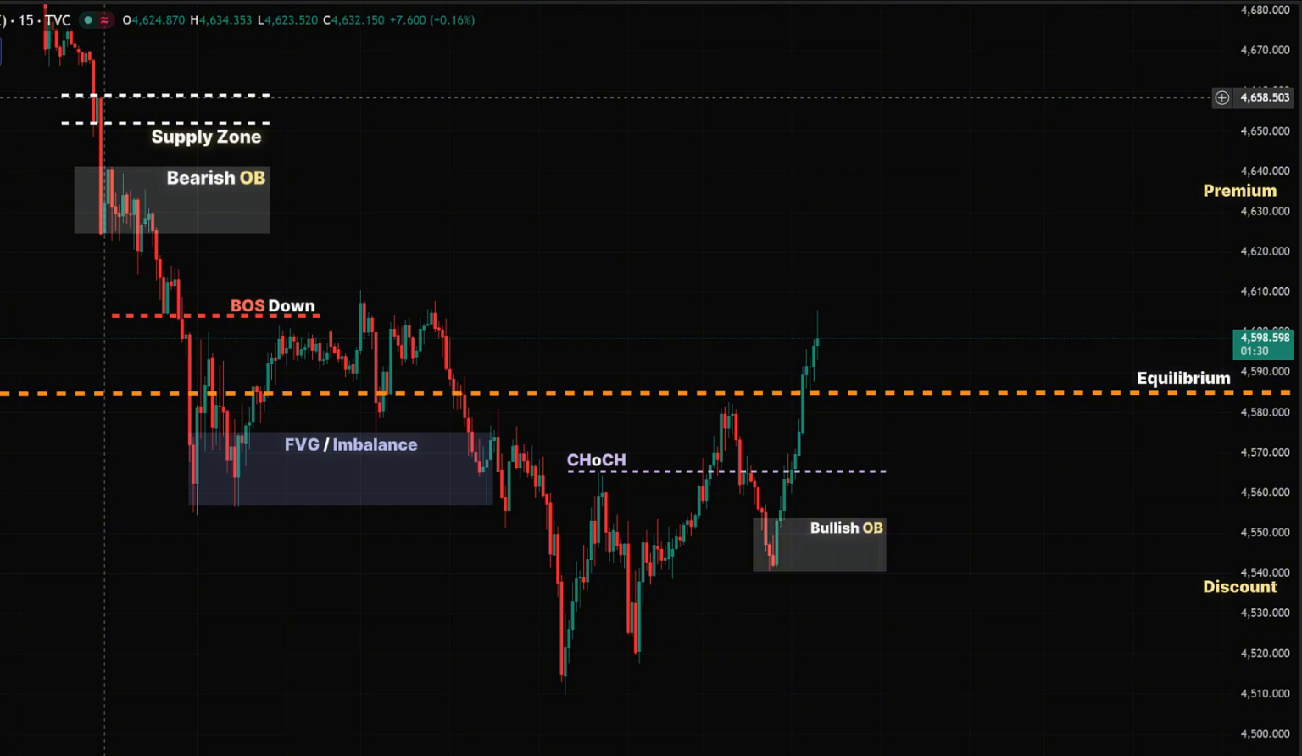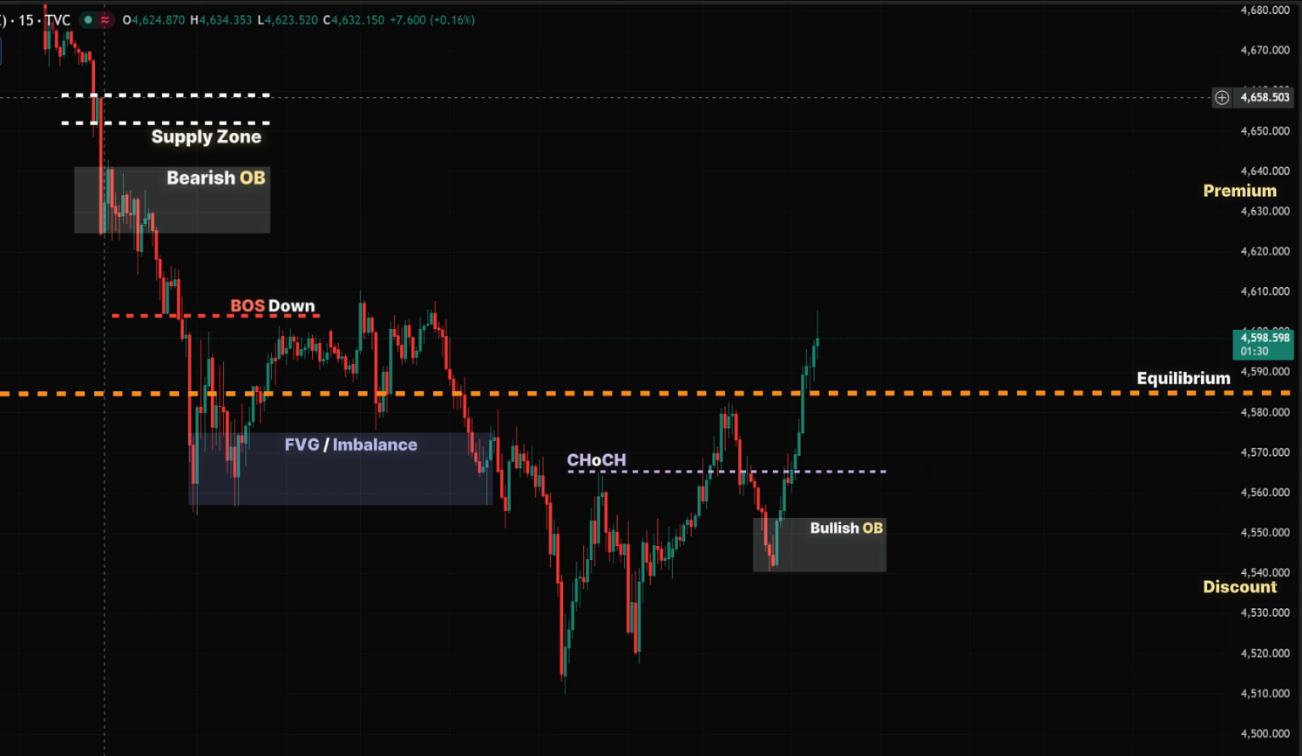Then price taps into the bullish order block inside the lower demand zone. This area is important because it represents the base before the strong move higher. When price reacts from there, it shows buyers defending the discount area. This gives more strength to the bullish idea. From there, we see a much stronger bullish move. Price pushes up aggressively from the demand zone. This is what we call displacement.